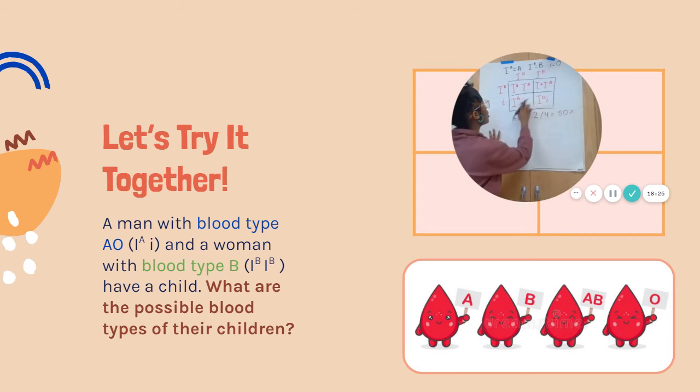Okay, let's see what's our next genotype. I have IBi, which is going to give us B, or you could call it BO. There's 2 of those out of the 4. That's 50%. So what are the possible blood types of their children? A, B, and AB.